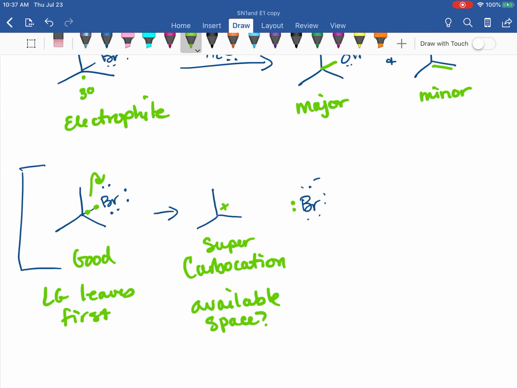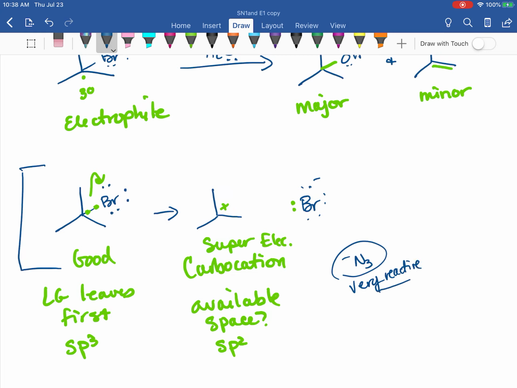Also what changes is its shape in space. You went from sp3 to sp2. That sucker's flat. So now you've got a flat, big, empty space on your carbon. As soon as you lose your leaving group, you have just made a super electrophile. This is why you can have a crappy nucleophile. In our SN2, our nucleophiles were negative and small. They were very reactive. We don't have that in this case.